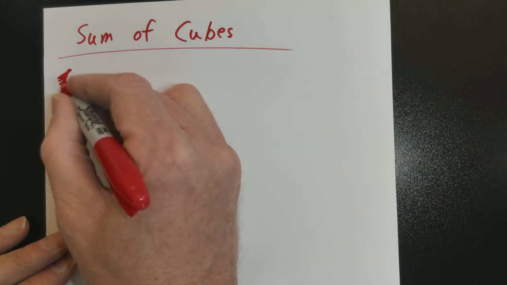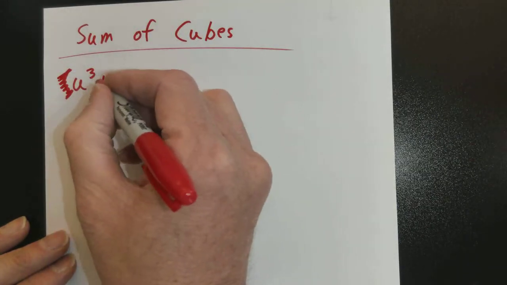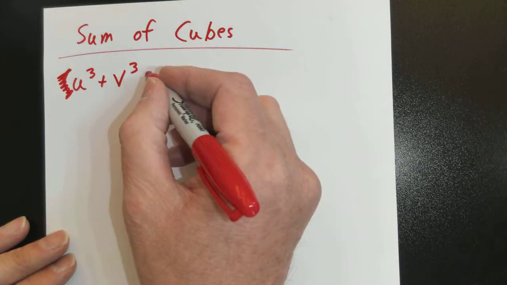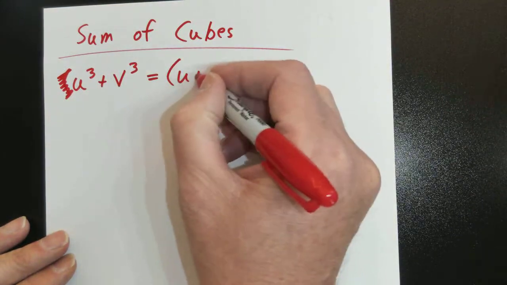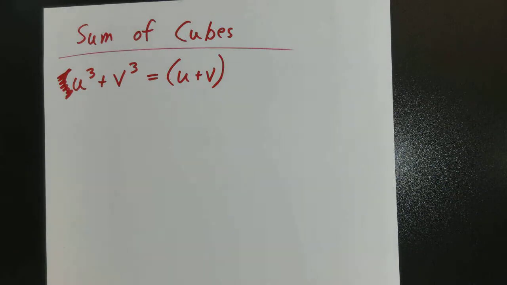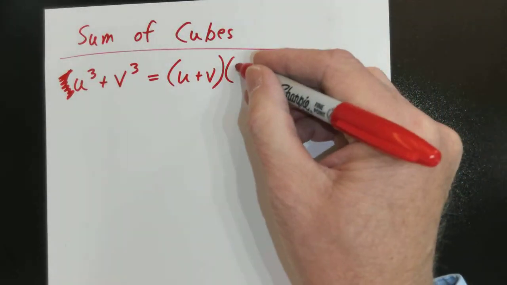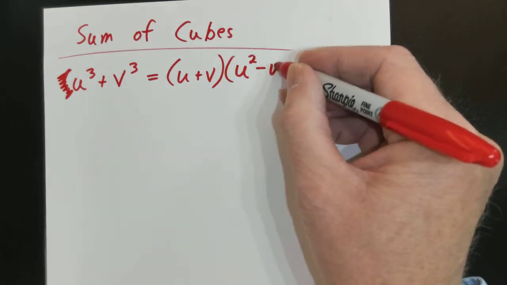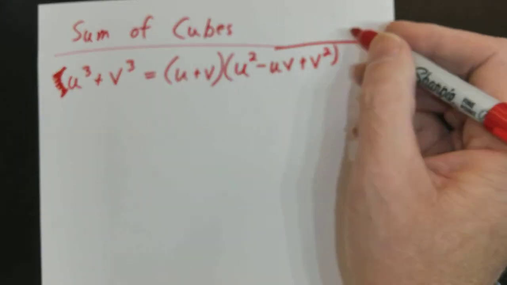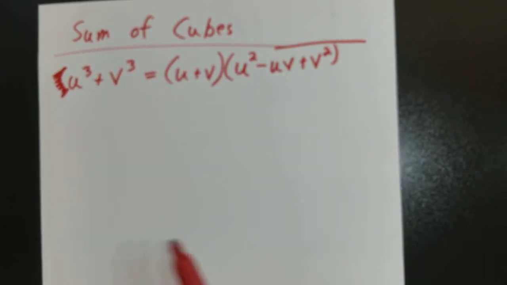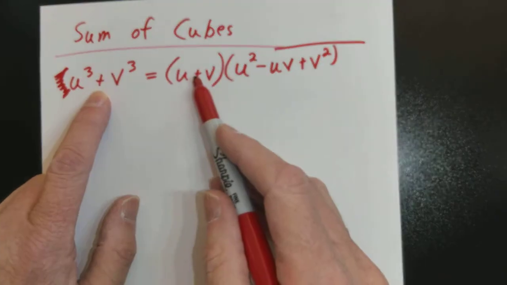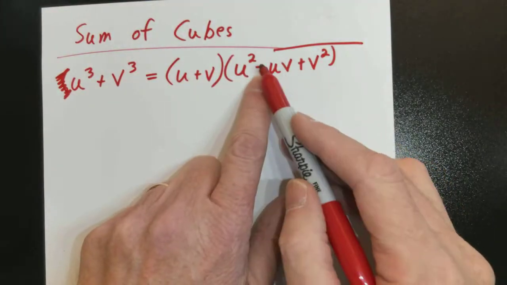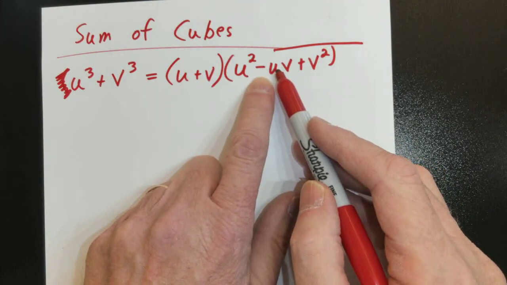Okay, I need to write that, but it's u to the third plus v to the third. That's u plus v is what's going to go here. Now, the difference is this. You're going to have u squared minus. This is where the minus goes on this one. Did I tell you there was one minus in both of these? With subtraction, it's here. With addition, it comes up in here. Okay?